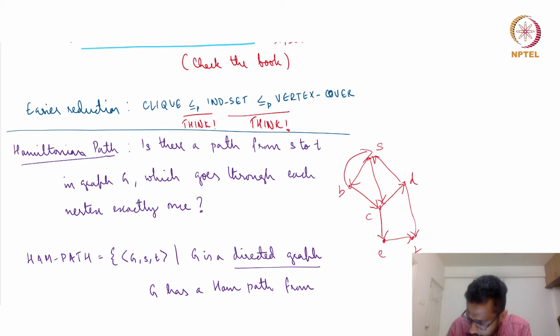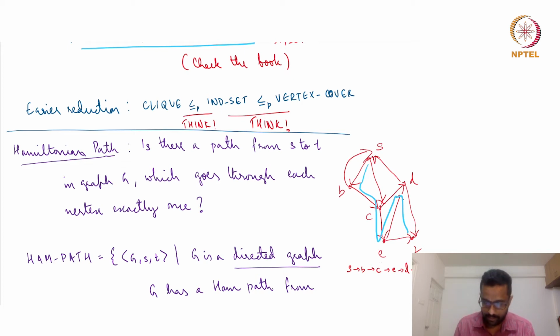So if there is an edge from, let's say, E to D, then you could have the following Hamiltonian path. You could go from S to B, B to C. Maybe I'll write down S to B, B to C, C to E, E to D, and D to T. This is a Hamiltonian path, right? But in the original graph, this edge ED was not there, and hence the original graph did not have a Hamiltonian path.